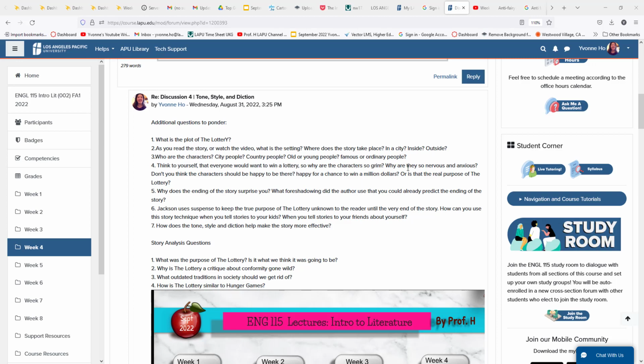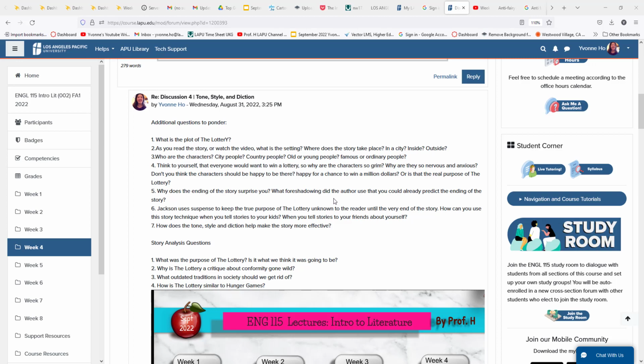And this has to do with diction. Don't you think the characters should be happy there, happy for a chance to win $1 million? Or is that the real purpose of the lottery? And so you can also write about the ironic twist at the end of the lottery, just like The Necklace by Guy de Maupassant, where there's a plot twist at the very end. Why does the ending of the story surprise you?